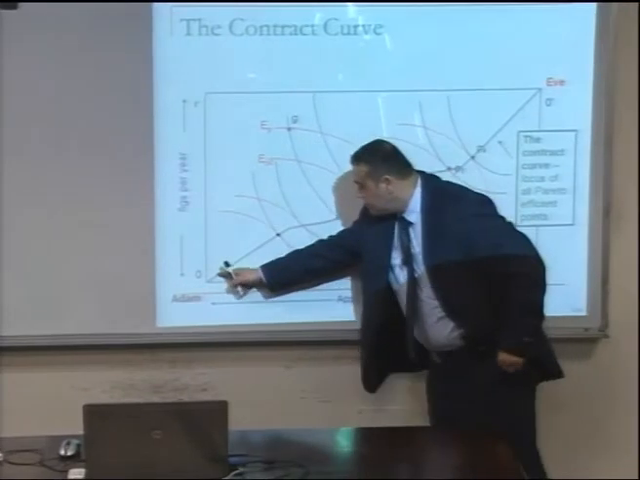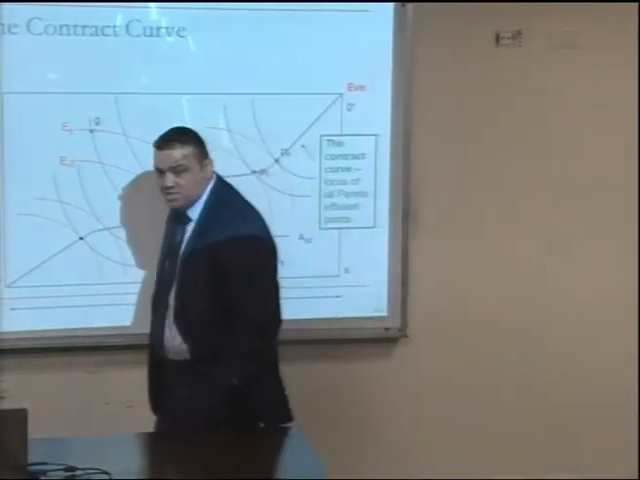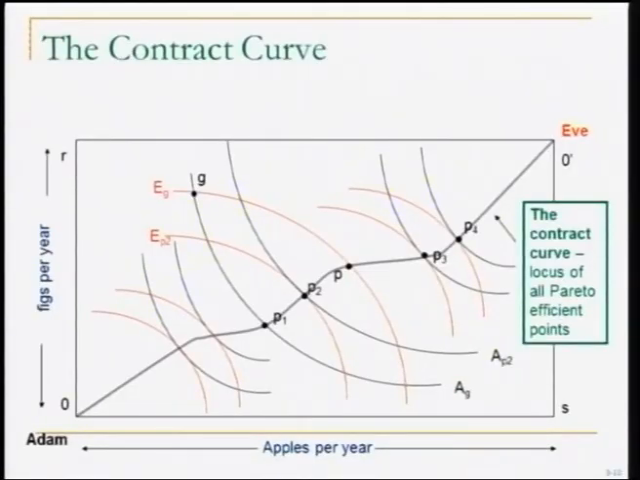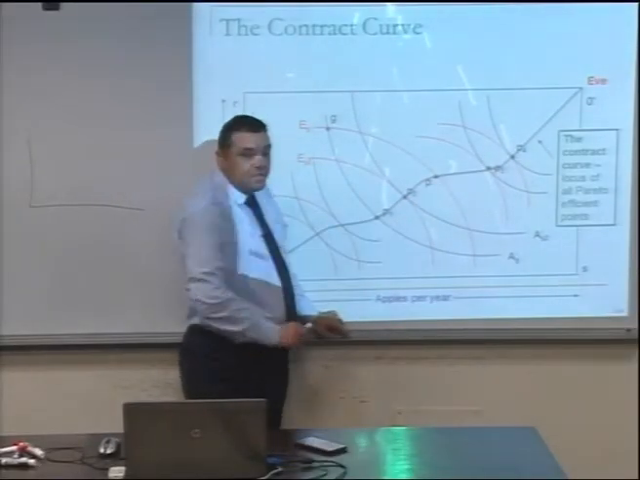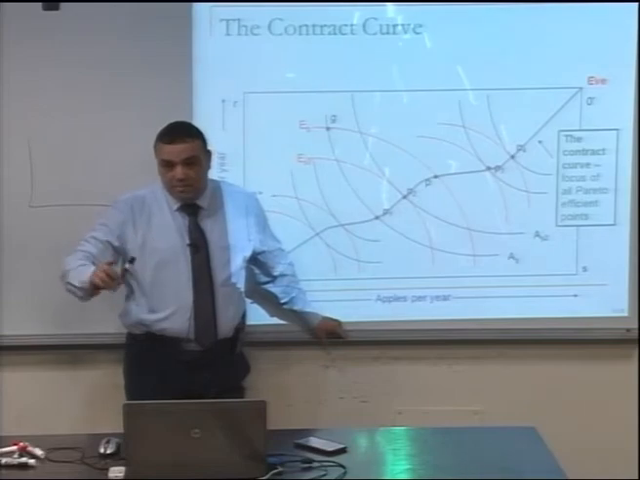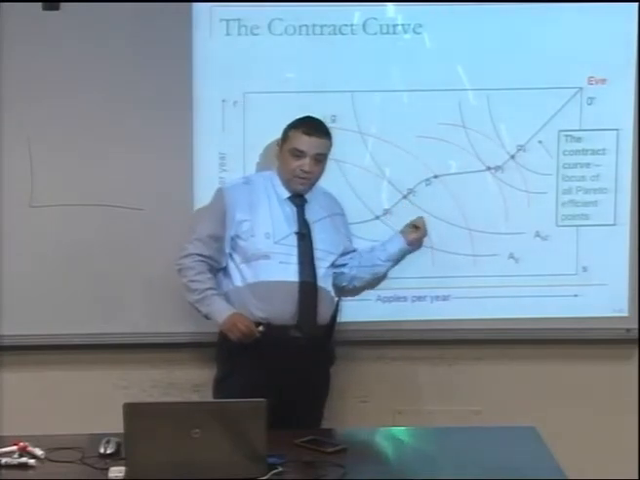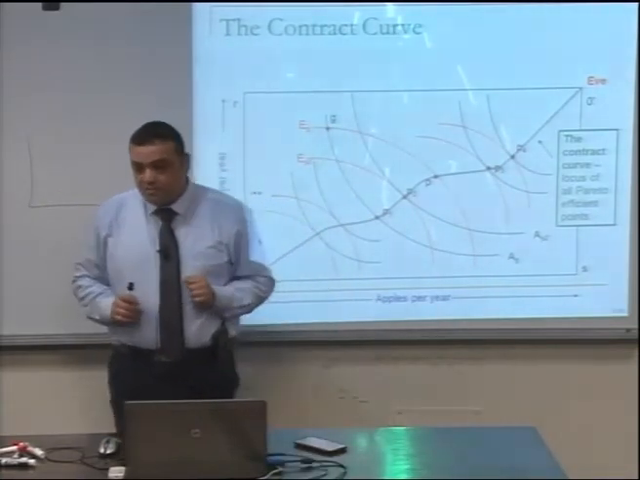This curve is called the contract curve, the locus of all Pareto efficient points. So as you see in this graph, each point that lies along the contract curve represents a Pareto efficient allocation. Each point on this curve represents a tangency between the indifference curves for Adam and Eva, or the marginal rate of substitution for apples and figs for Adam equals that for Eva. The marginal rates of substitution for both are equal. Okay?